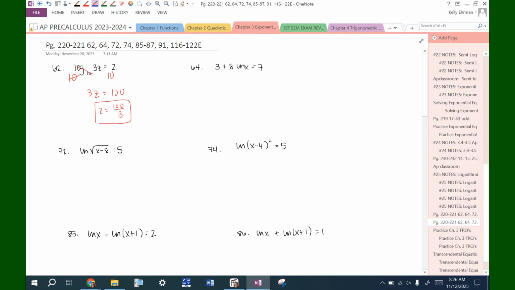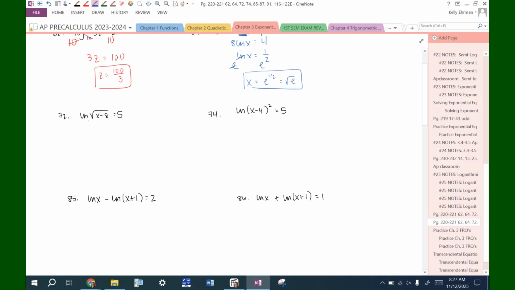Okay, take a look at 64. This one is a natural log equation. There's just a single natural log. So we need to isolate that first. So we need to subtract 3. 8 ln x is equal to 4. And then we need to divide by 8. So ln x is equal to 4 divided by 8, which is 1/2. This is a natural log, so to get rid of the natural log, we base e both sides. The e and the natural log cancel out. I'm left with x equals e to the 1/2. You could also make that square root of e. It's all the same thing.